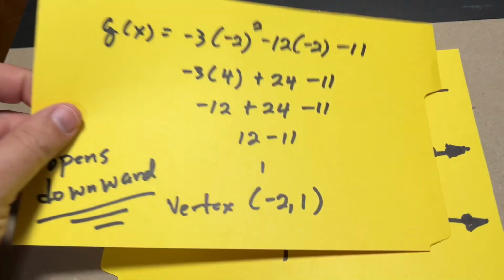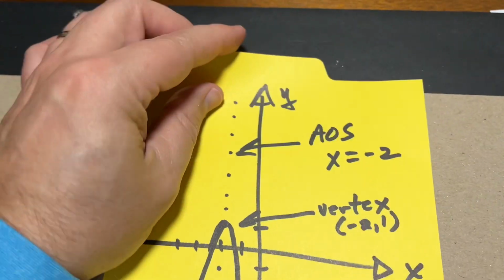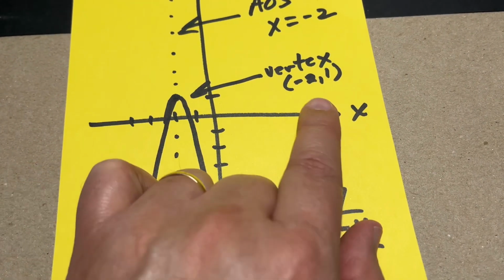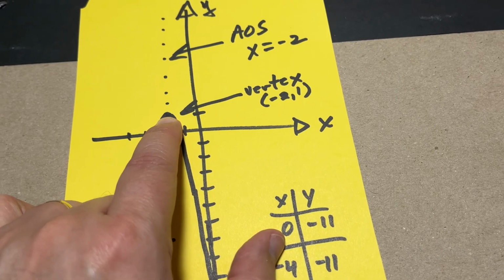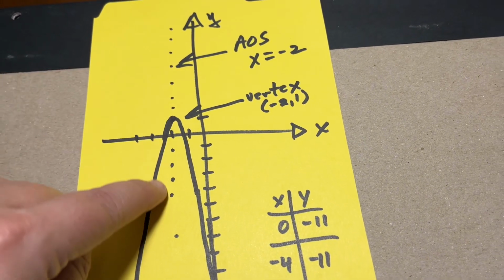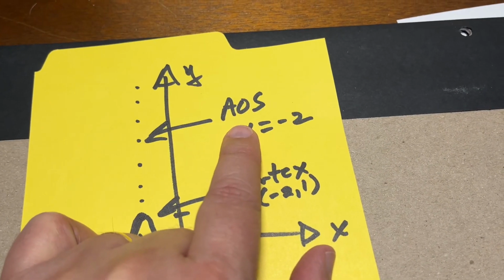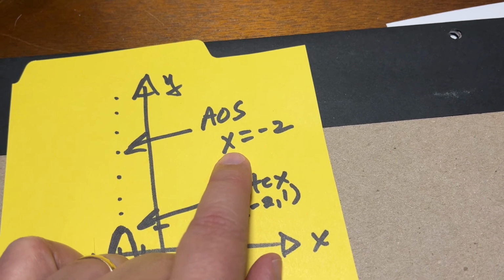Now we're going to draw the graph for this, and in order to do that, what you want to do is go ahead and plot your vertex at -2, 1. So over 2, up 1, and put a dot there. And then draw a vertical dotted line like I've done here and call that the axis of symmetry. I'm calling it AOS, axis of symmetry, and I'm pointing to it, and I'm saying that's the line x equals -2.